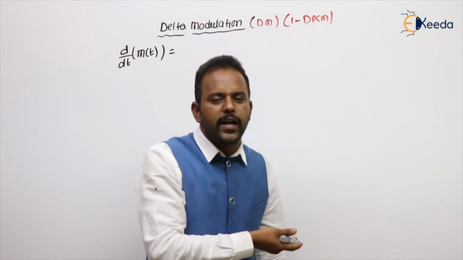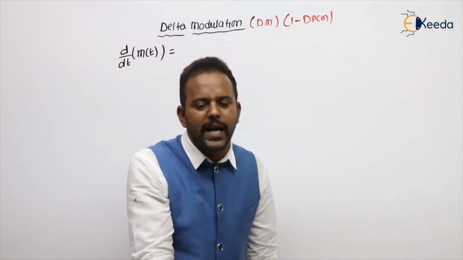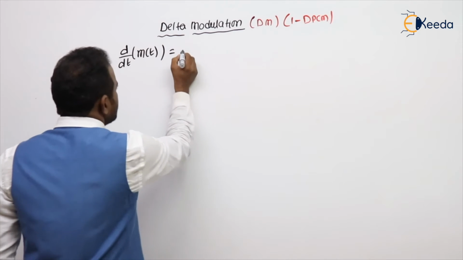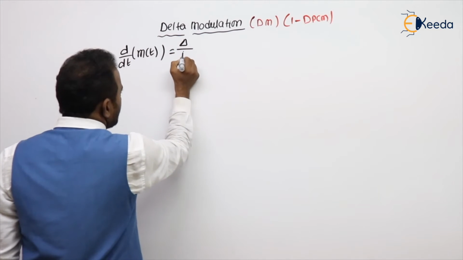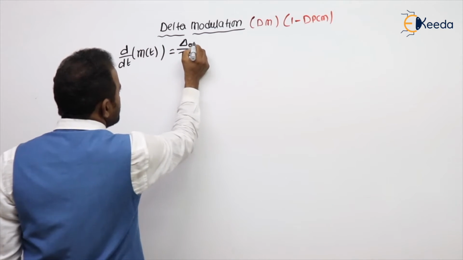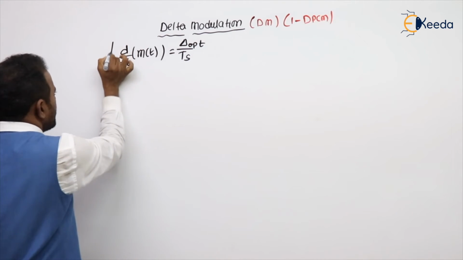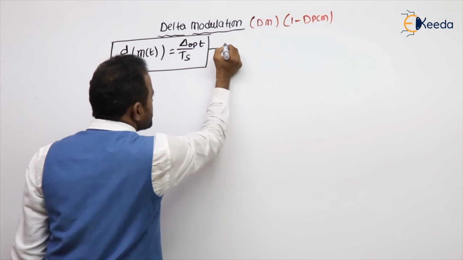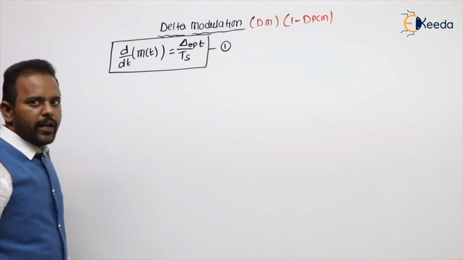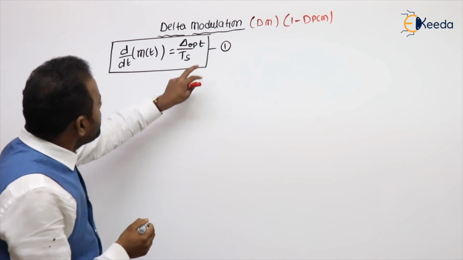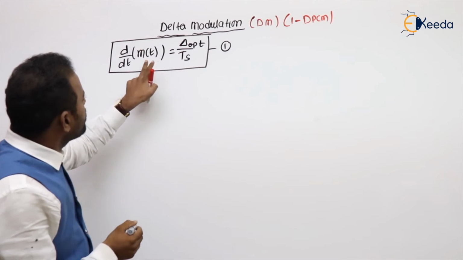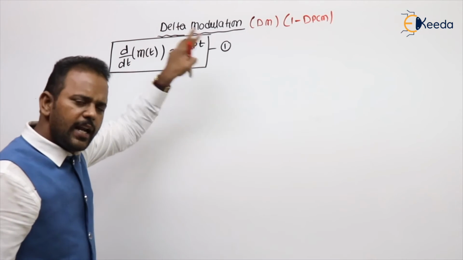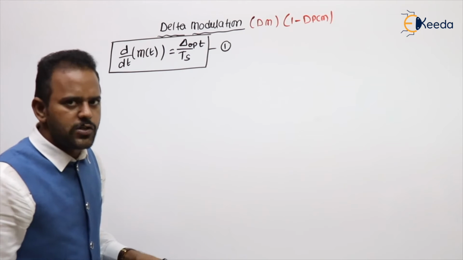What is the slope of a reconstructed signal? Slope means dy by dx, change in y by change in x. That is nothing but delta by Ts. This delta itself is called delta optimum. This is the first condition we got. This is for optimum value of step size for general message. Later I will also bring it for sinusoidal message.